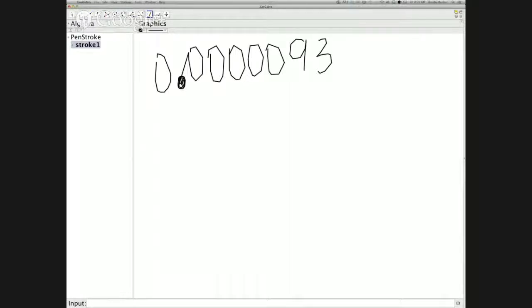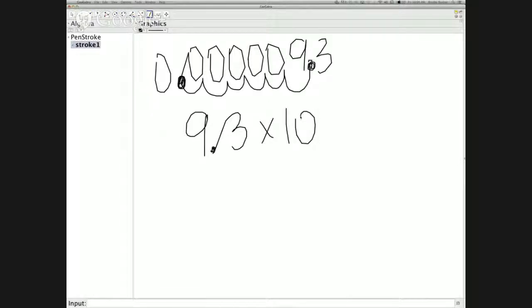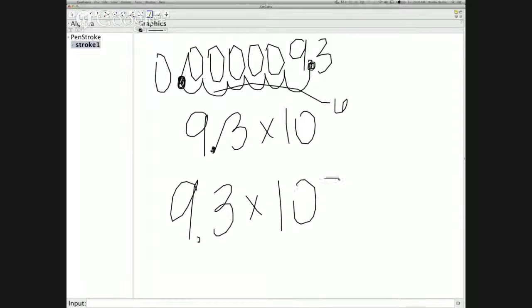Okay? So right here, to get behind the 9, I've got to move 1, 2, 3, 4, 5, 6. So I have 9.3 times 10. How many did I say I moved? 1, 2, 3, 4, 5, 6 to the negative 6. Let me try to write that again. 9.3 times 10 to the negative 6. Okay.